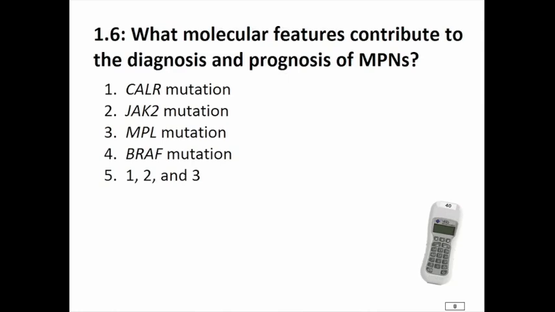Now the question is, what about molecular features? Are there molecular features that contribute to the disease and its presentation, its phenotype? Calreticulin mutation, JAK2 mutation, an MPL mutation, a BRAF mutation, and numbers 1, 2, and 3. So this is for all MPNs, not just PV.